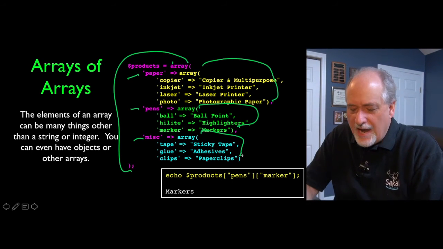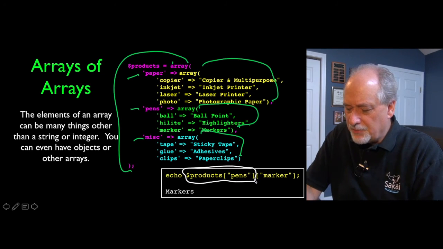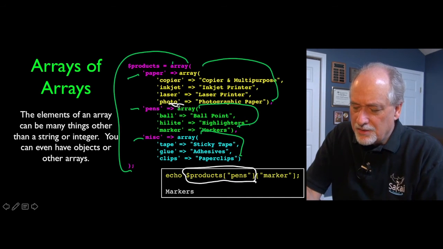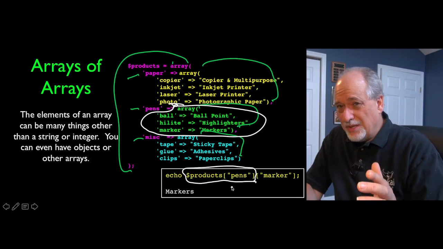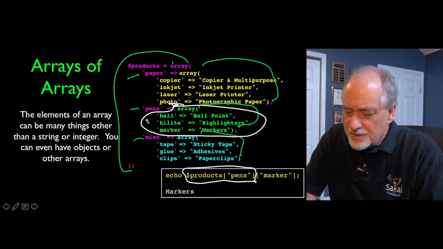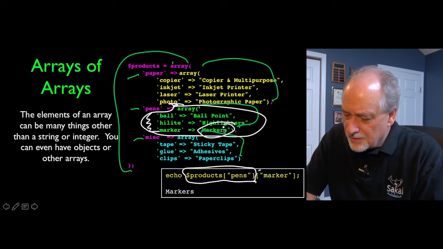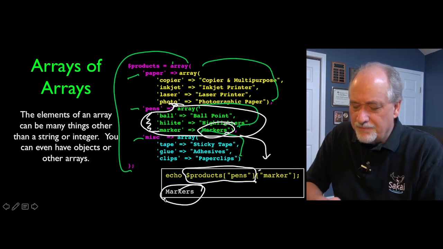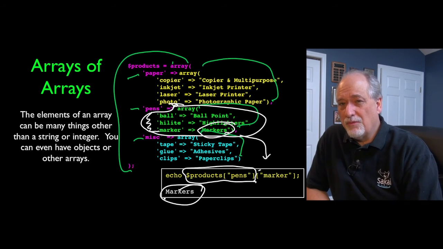And if you want to grab something out of the middle of it, you can say products sub pens. Well, you can think of this right here. That little expression is this array right here. So that is an array. And if you just printed that out, you would print that array out. Oh, echo doesn't print it very well. print_r would be better to print that out. And then you can say sub marker, and then that goes into here. And so sub marker gets this string, and so that's what prints out as markers. Okay, so that's how arrays of arrays work.